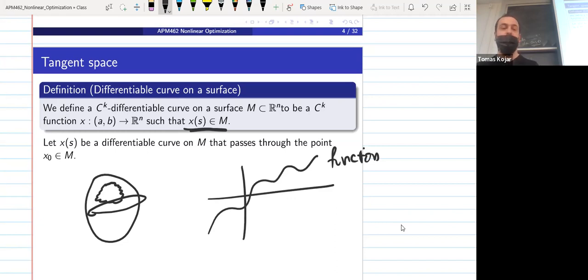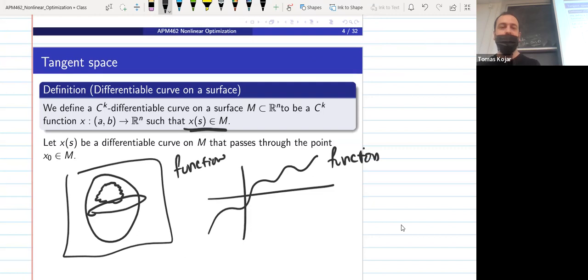But now we're doing more advanced things. We're talking about functions whose range is inside the surface.